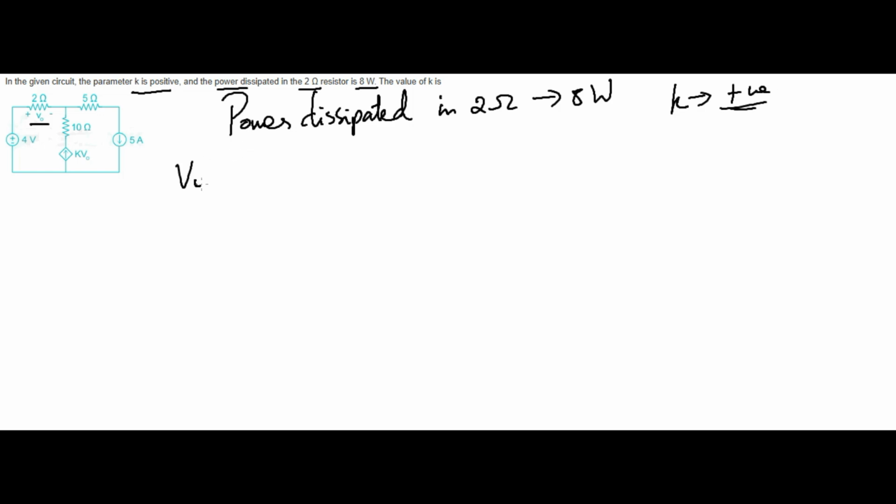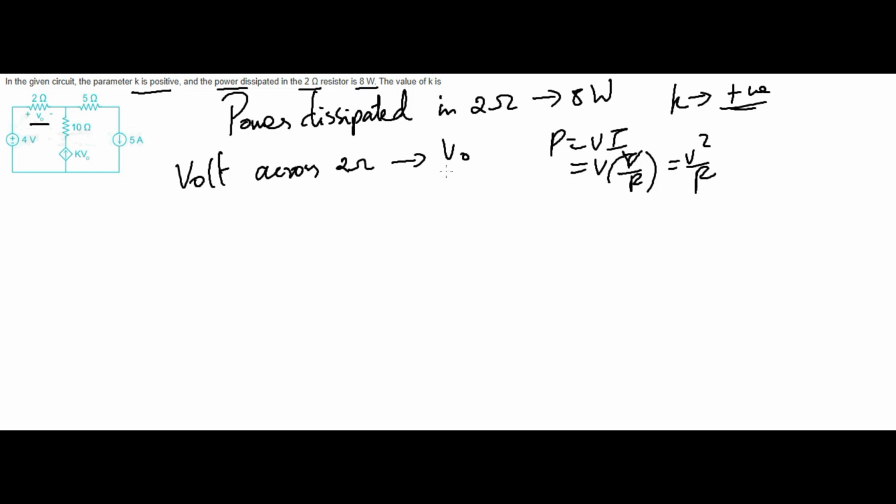The voltage across the 2 ohm resistor is V0, right? You know that P is equal to V into I. We want only V, so you can find I as V by R, which gives V square by R. Here the V is V0, so that is V0 square by R. That you have to substitute.